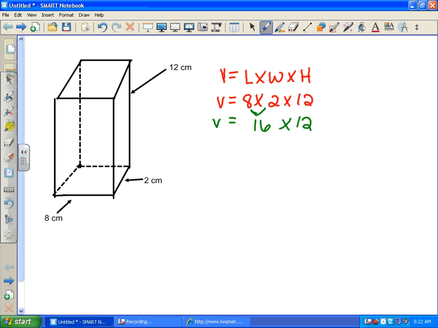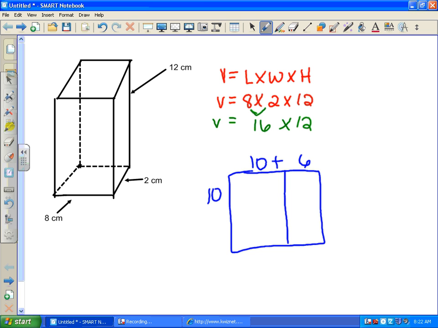And where did I get the 16 from? 8 times 2. All right, so now I need to go back, and we learned how to multiply 2 ways, clustering or the magic rectangle. So I like to use the magic rectangle. So I'm going to go ahead and work this problem out, and I'm going to show my work. 10 plus 6 is 16. 10 plus 2 is 12.